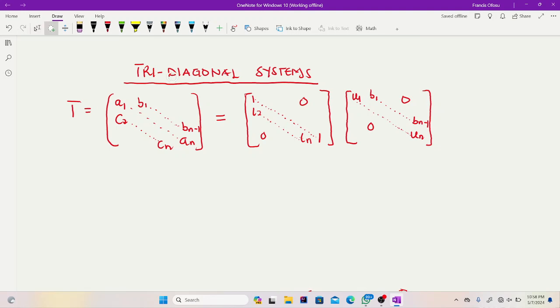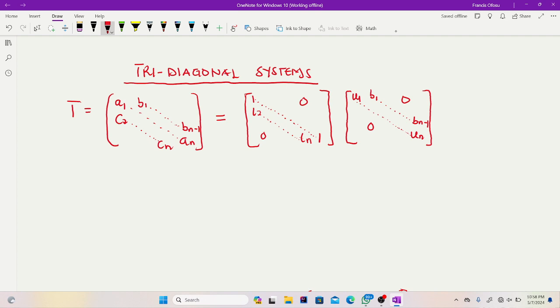In this video, I'm going to take you through tri-diagonal systems. In our previous lessons, we've gone through the different methods for solving systems of equations: the Gaussian, which is the naive and the partial, as well as the complete pivoting. So, we continue from the tri-diagonal systems.